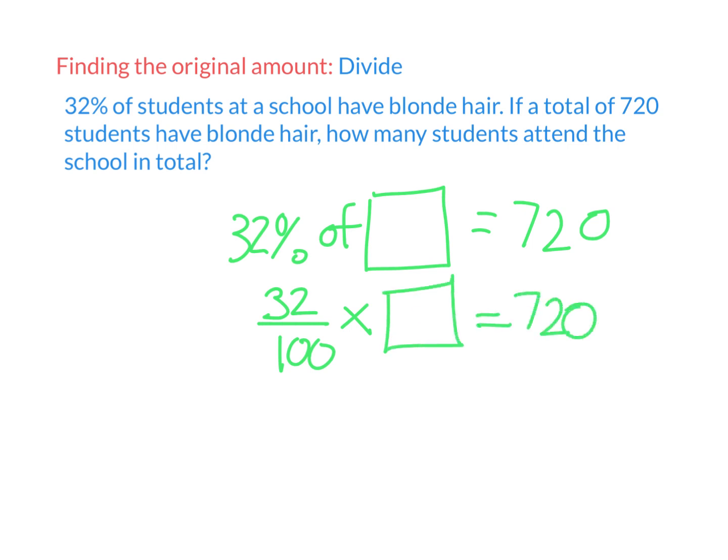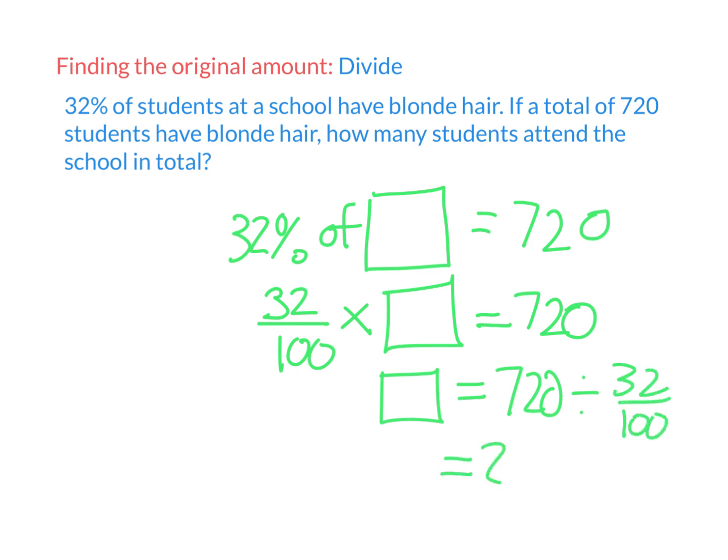Of course, if I want this box by itself, I undo timesing 32 over 100 by dividing by 32 over 100. So this is why we divide when we're finding the original amount. So you can put this straight on your calculator and you get 250. We're finding the original amount. We're saying what number do you start with, and take 32% of it to get 720. So this one we were finding the original because we already knew the number after the percentage was applied. We wanted to find the number before the percentage was taken.